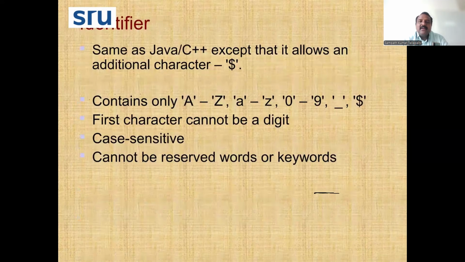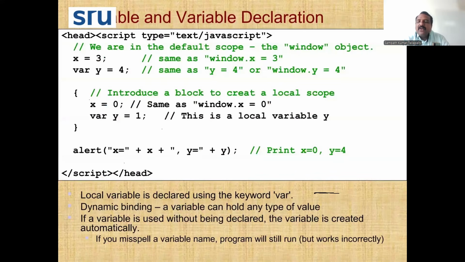Now we'll see how we are going to build the identifiers of your JavaScript. As you all know, it is the same as in Java, C, C++. Identifiers should start with a character and should not start with a number. It is case sensitive, and we cannot use keywords as identifiers of your program. Now we are going to see how to declare a variable, which is a very interesting part we need to observe.